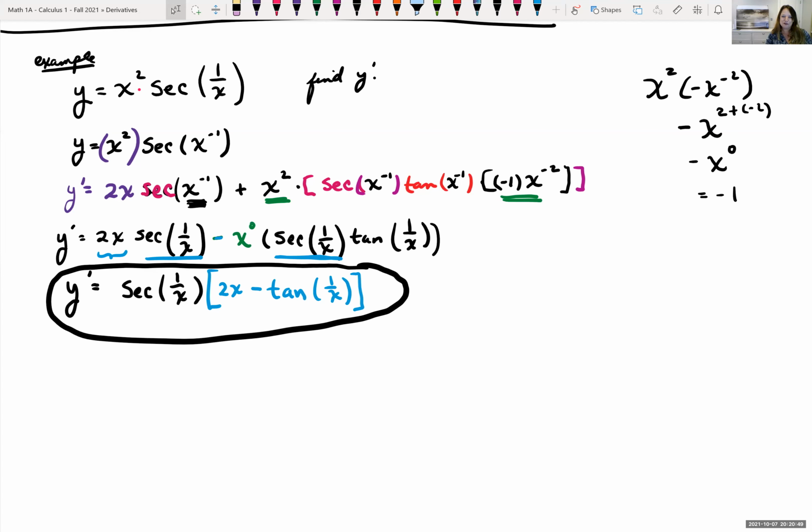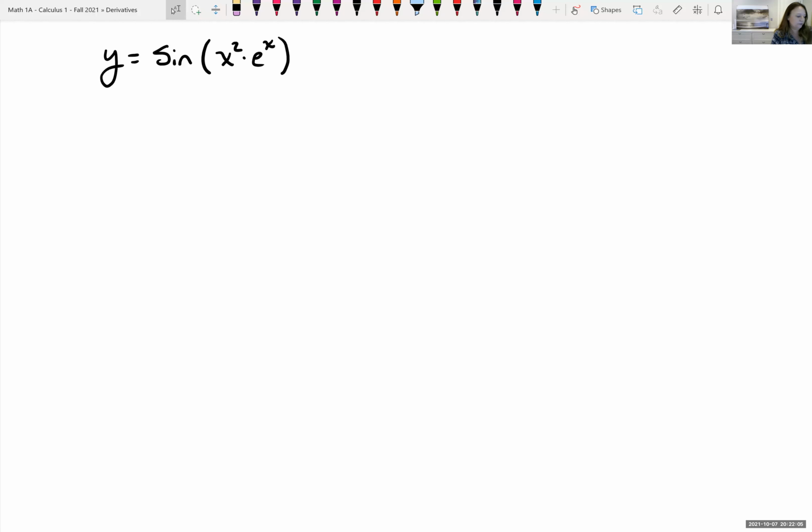So a lot of rules of algebra, as you can see in this class. Because our next function is y equals sine of x squared times e to the x. So our inner function is x squared e to the x. Our outer function is sine. And so we're going to need to use the chain rule.